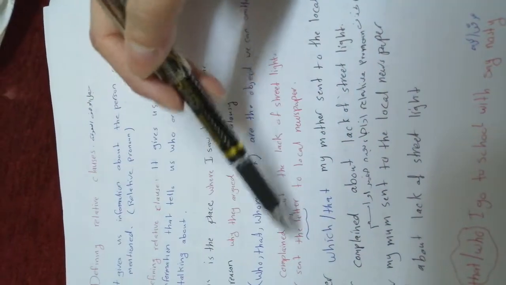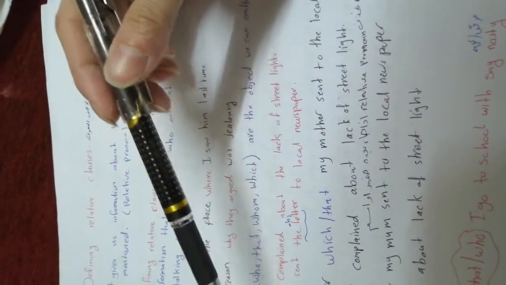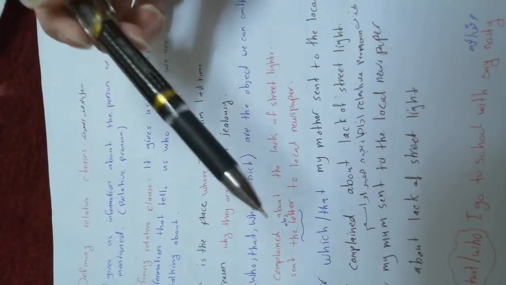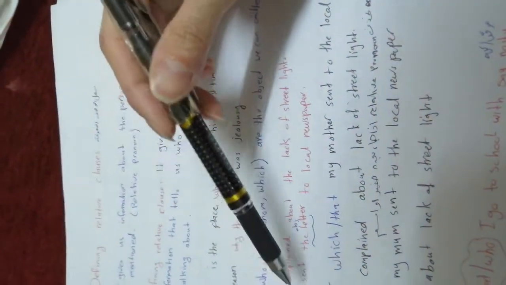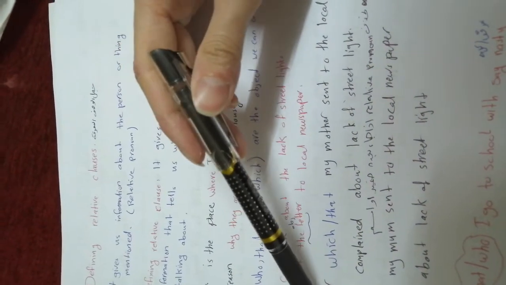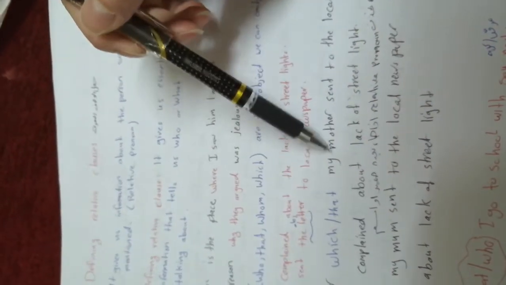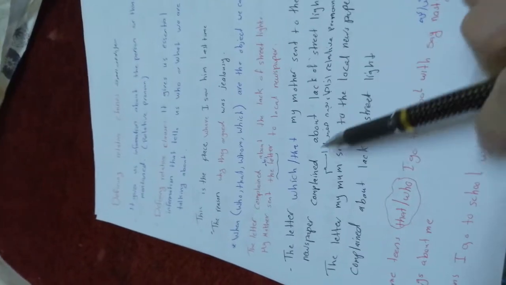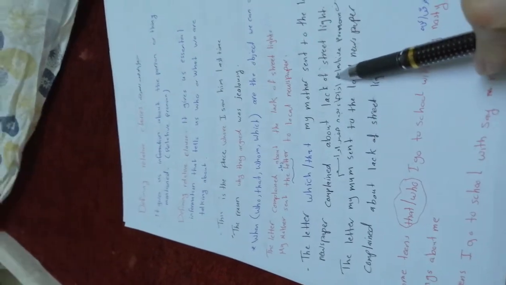The most important thing here is that we are talking about the letter. Now I can use the relative clause and I can also remove it. When can I remove it? If a pronoun or a noun comes after it, I can remove it. But if neither a pronoun nor a noun comes after it, I can't remove it. I can do it in both ways: the letter which my mom sent to the local newspaper complained about the lack of street lights.